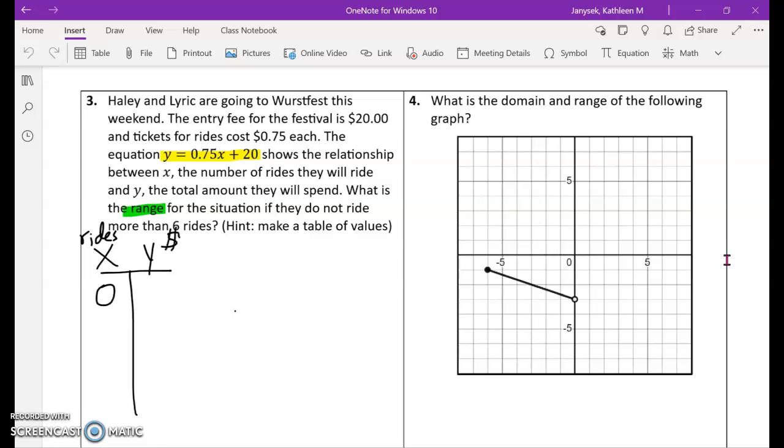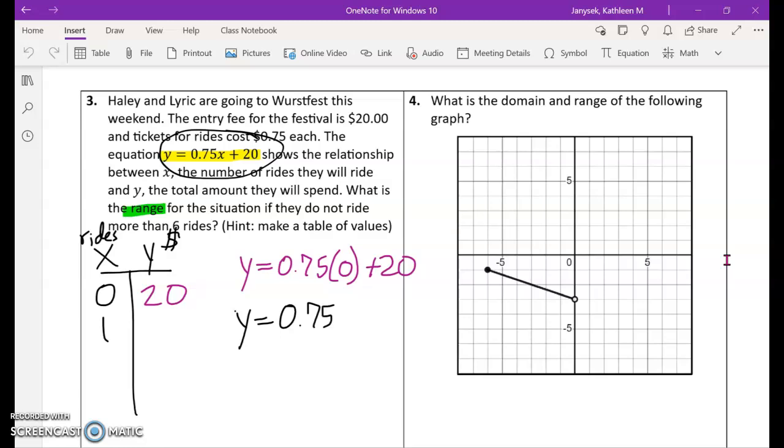So if they go on 0 rides, they still have to pay that $20 fee. So I'm going to use the equation now. Y equals 0.75 times 0 rides. 75 cents times 0 is 0, but you still have to pay the $20 entry fee. So when I type that in my calculator, I'm going to get $20. They still have to pay $20 to get in. Now what if there was 1 ride? So same thing, put a 1 in place of the X. 75 cents for 1 ride plus the $20, so it's $20.75.